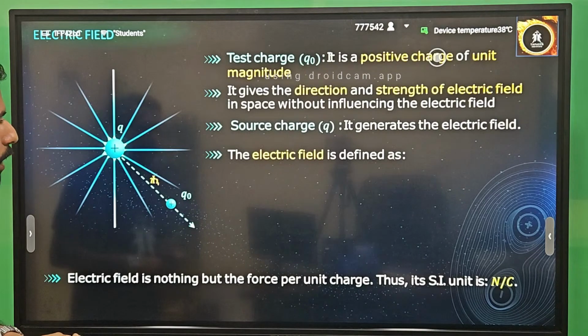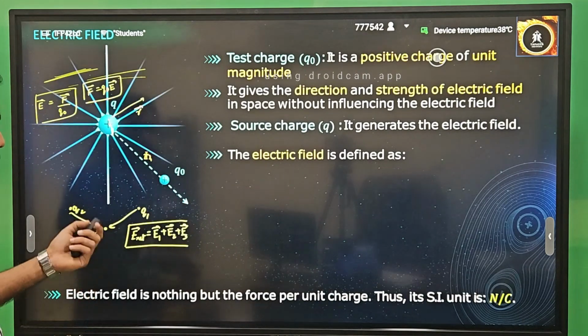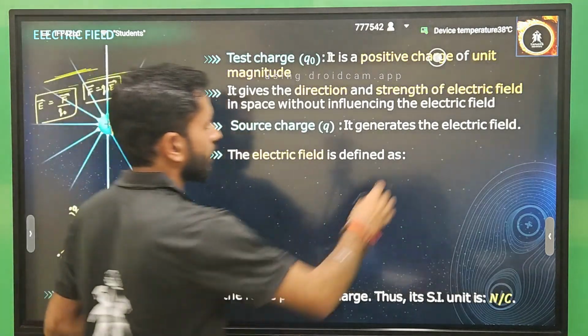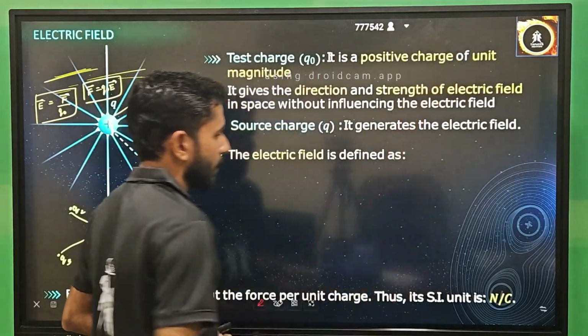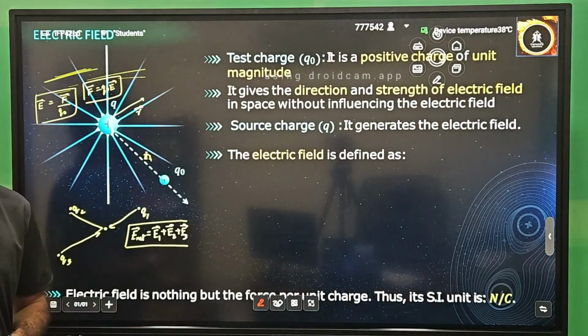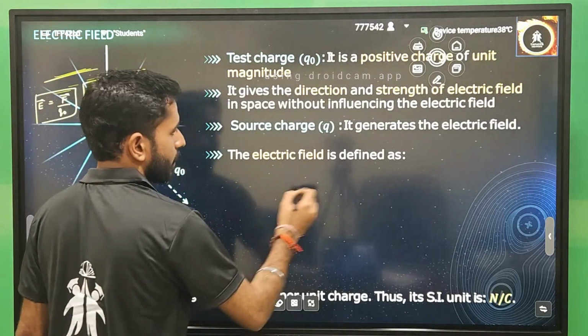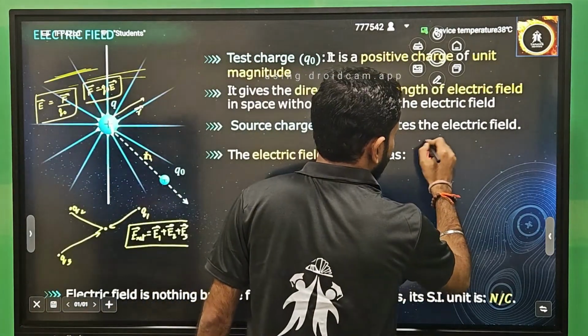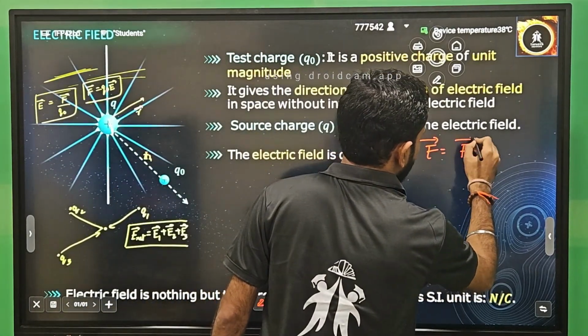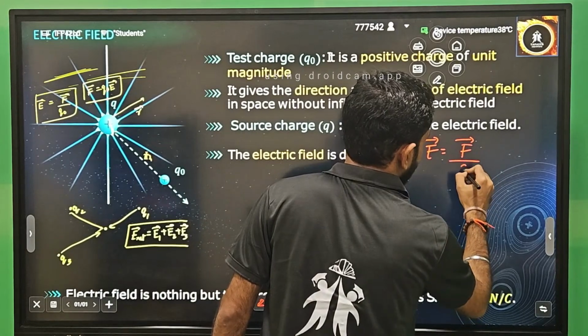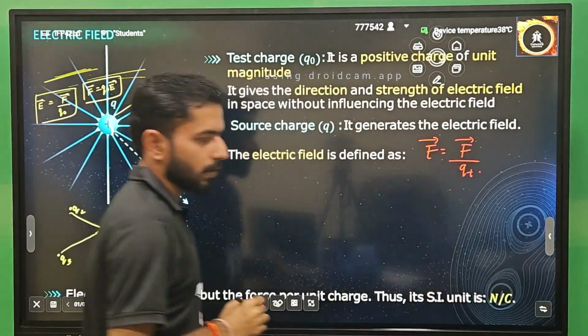Okay, so how is electric field defined? Now, here some theoretical things are given. How is electric field defined? In numerical terms, it is defined as force per unit test charge. This is the definition, represented as E. It is defined as the force experienced by the test charge divided by the test charge.